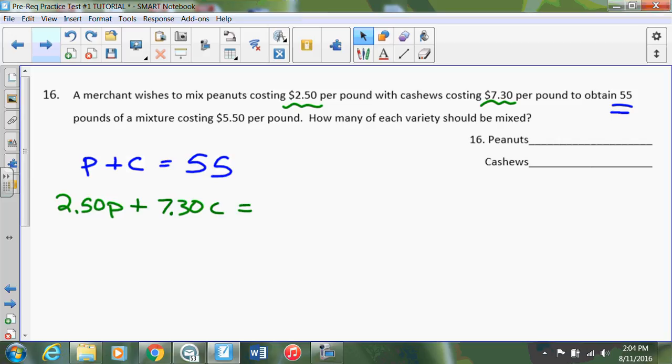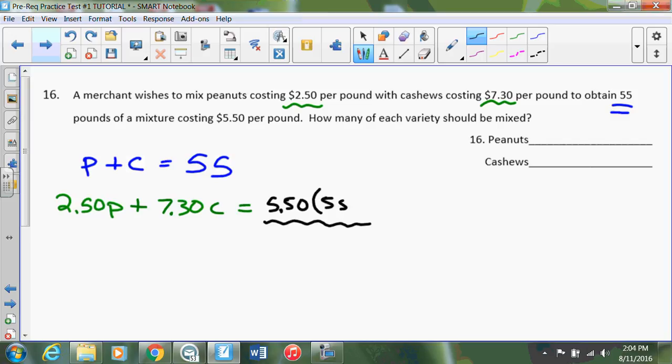If the new mixture is $5.50 per pound, then on this side, what we're really going to have is the cost, $5.50 per pound. And how many pounds is our mixture? 55. So we're going to have to do a little multiplication first. So let's rewrite this. We'll have 250p plus 730c equals 5.5 times 55. And I believe that that is 302.5.